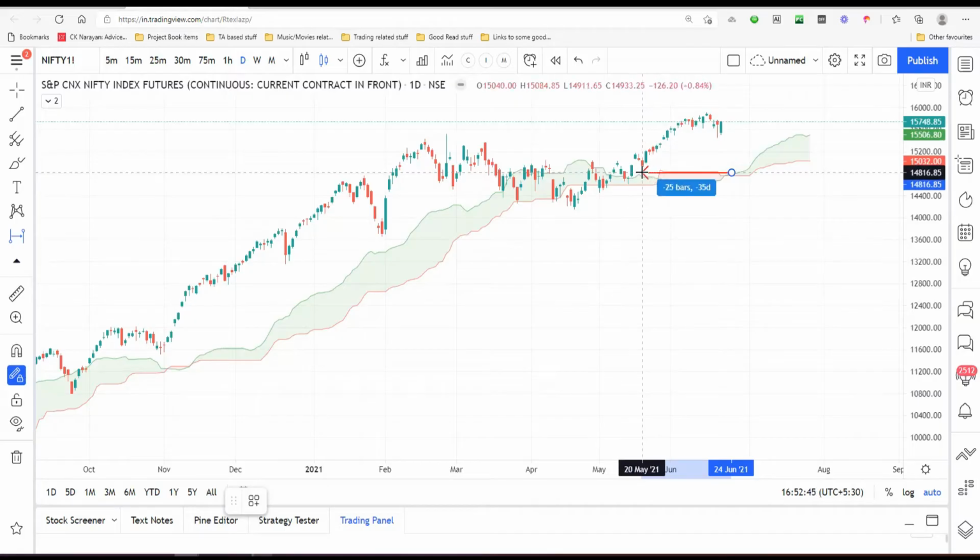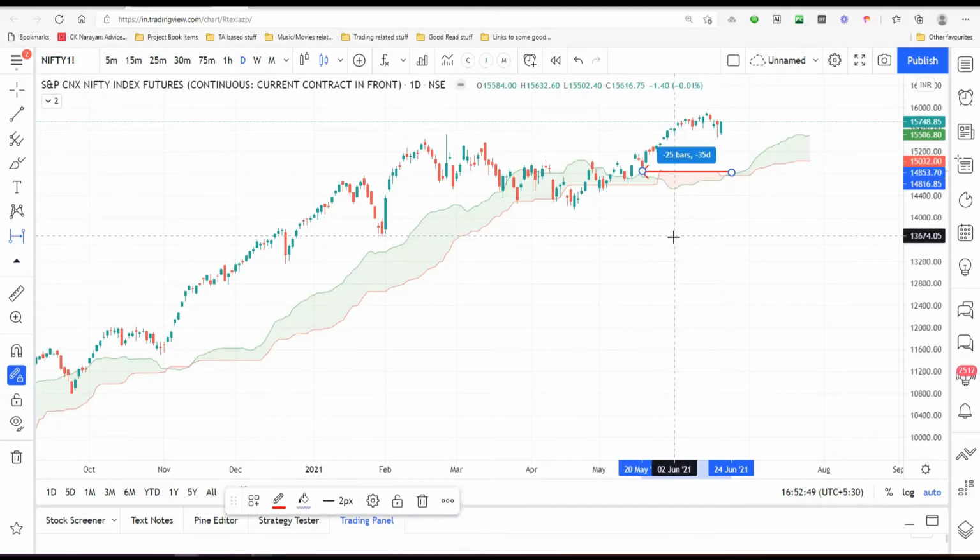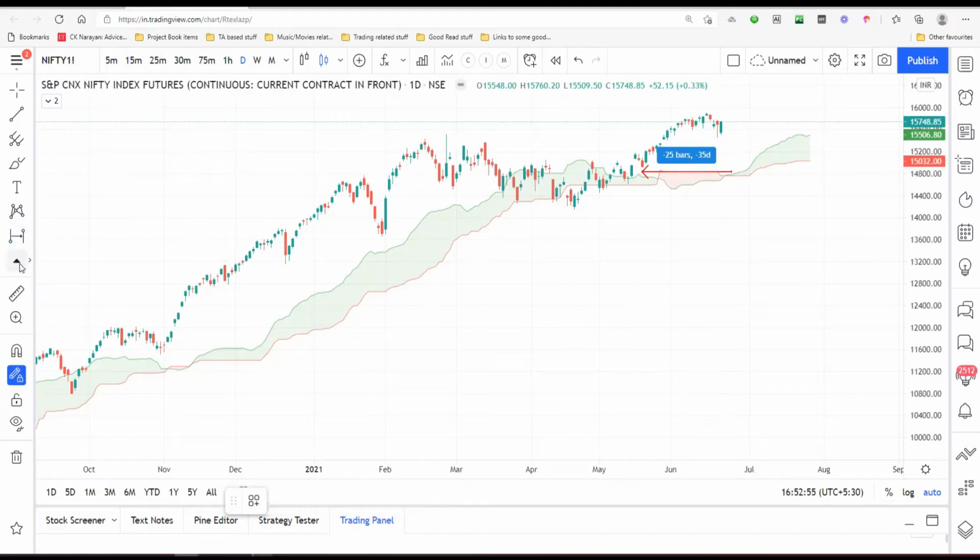So actually that Kumo twist signal happened here, which means this is the bullish Kumo twist. So your buy signal came here on this day. And then look at the nice move that you've got. So let's go here where the previous Kumo twist was. So this is the previous Kumo twist.